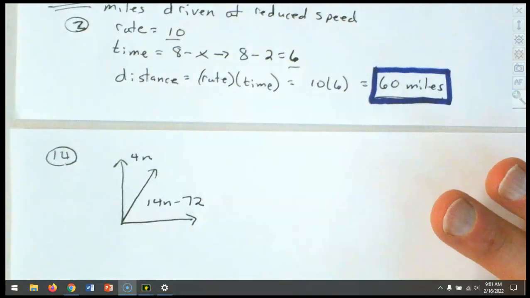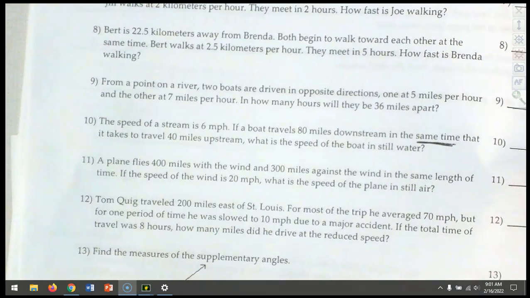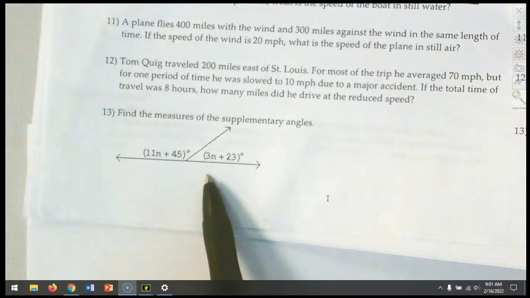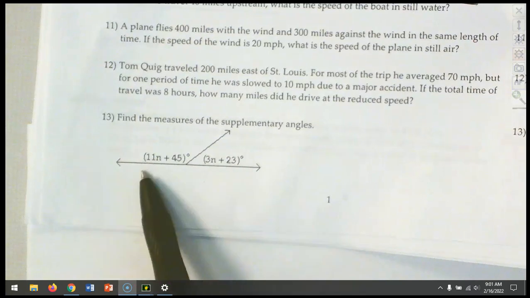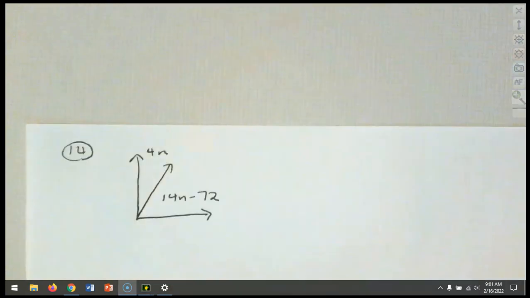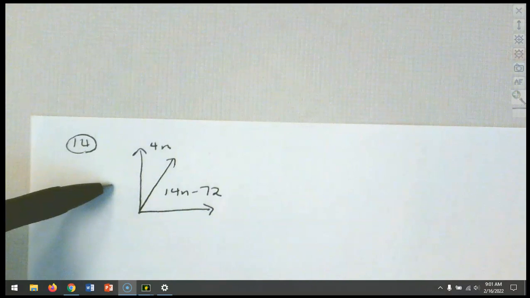So this is what's called a complementary angle. There are three types of angles. There are supplementary, and supplementary looks like this. Okay, that's like question 13. Question 13 is supplementary. They would add together to give you 180. Okay, it's not what we have. There's complementary. This one's complementary. They're 90 degrees, so they add to be 90.